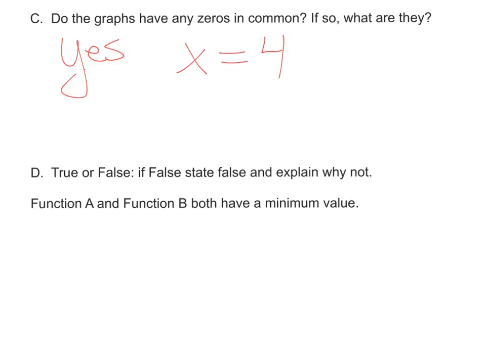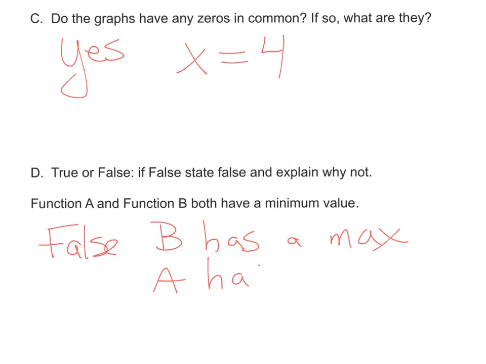And then the last question is true or false? If false, state false and explain why not. Function A and function B both have a minimum value. False. That is a false statement. B has a max and A has a min. And that is it.